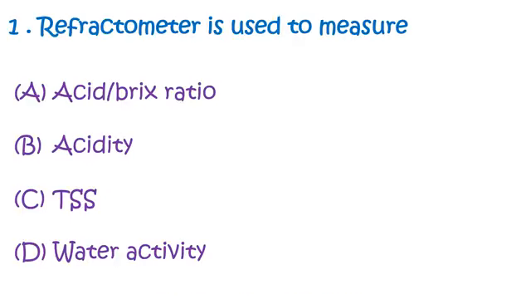Question number 1. Refractometer is used to measure. Options are option A acid to bricks ratio, option B acidity, option C TSS, and option D water activity. Correct answer is option C TSS. So TSS is the total soluble solids, and these are solids which are present in the fruit in the form of dissolved sugars, organic acid, and other soluble compounds.